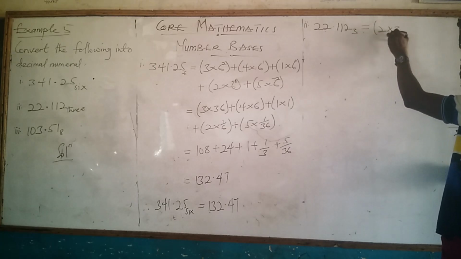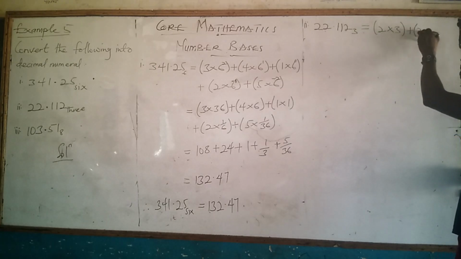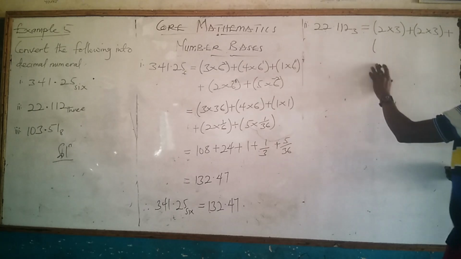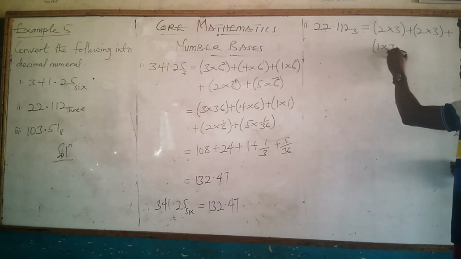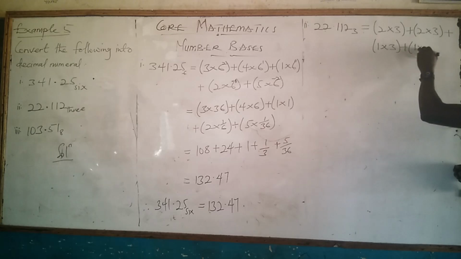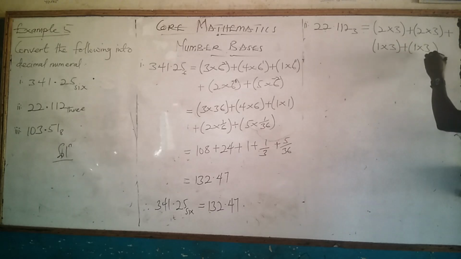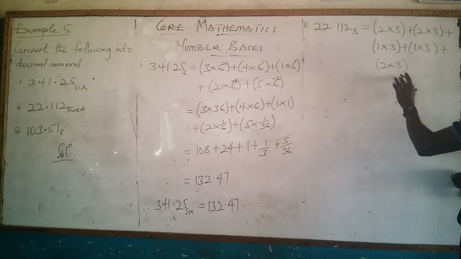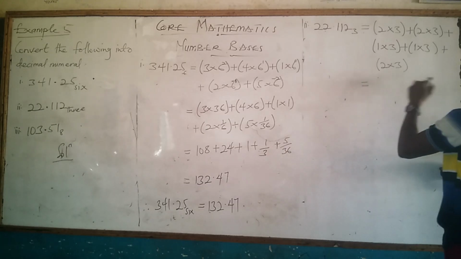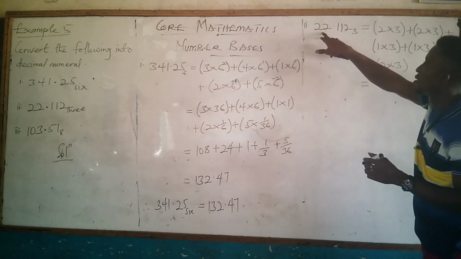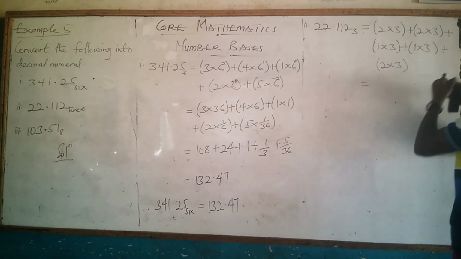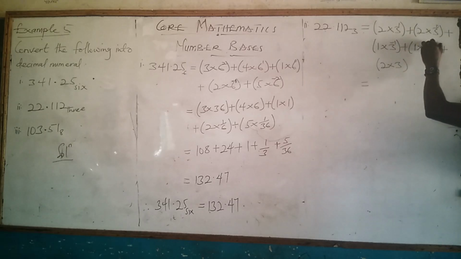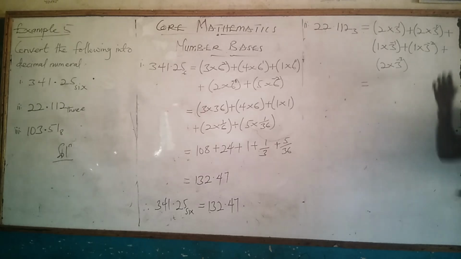That one too is equal to 2 times 3 plus 2 times 3 plus, I have 1 times 3 plus 1 times 3, then lastly 2 times 3, which is equal to, the whole number part is this, 1 and 2. So I'll have here to be 0 and here to be 1. Then here will be negative 1, negative 2, negative 3. Are we getting that?